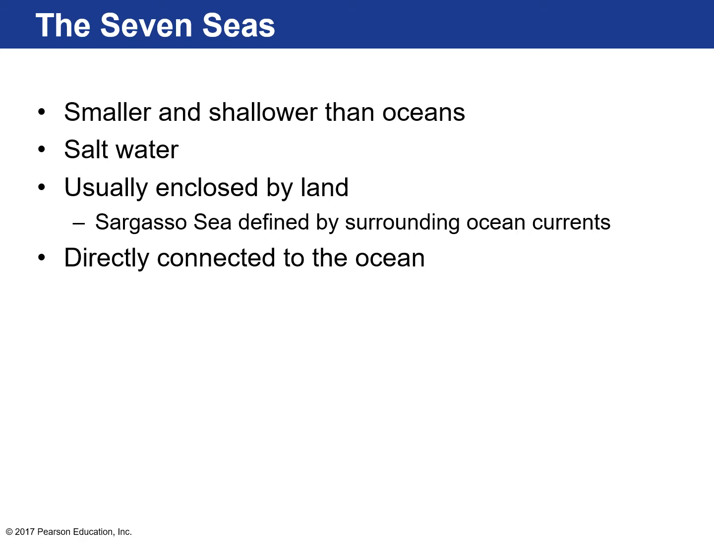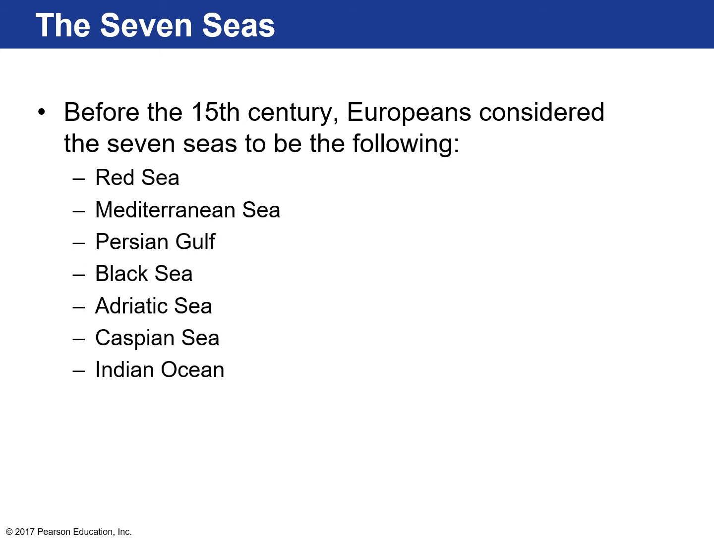One kind of exception is the Sargasso Sea, which is just east of the United States eastern seaboard, and it's given that name because of the sargassum, or algae, that is often caught floating around the surface there. So yeah, these are the 7 seas.